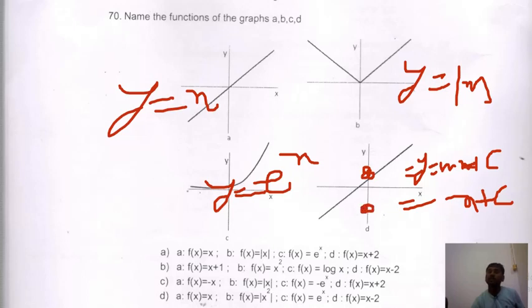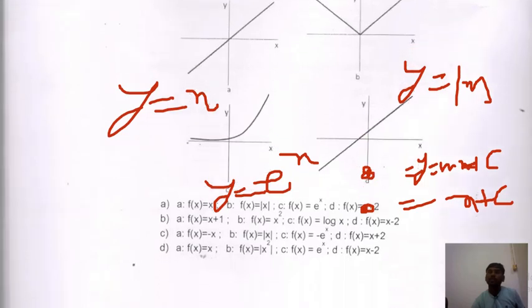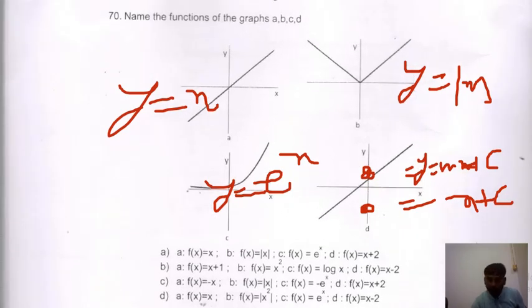Now see the options, which option compares to our graphs. First, f(x) equal to x, then f(x) equal to mod x, where f(x) means the y function. Then f(x) equal to e to power x, and f(x) equal to x plus c, then x plus 2. I already told you, if it is intercepting the positive y axis, it will be a positive intercept. If it is cutting the negative y axis, it will be negative. So option A is the only correct answer.